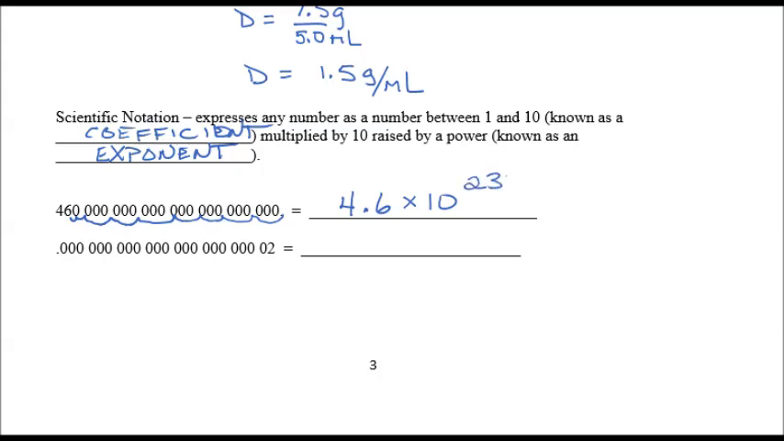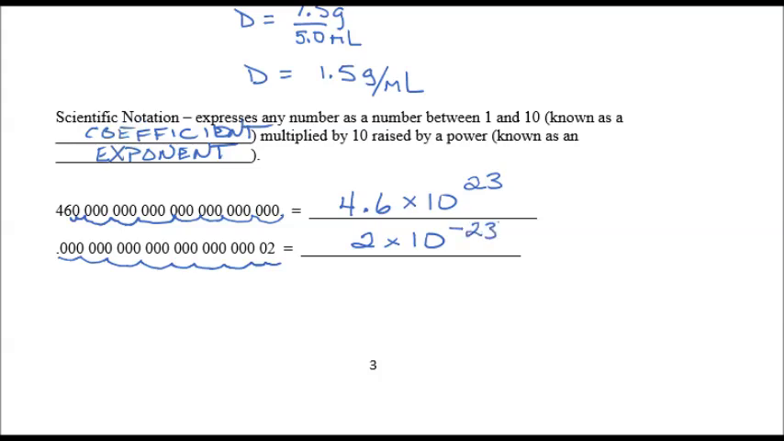If you have a number less than 1, it's the same concept. We find the number between 1 and 10. In this case, it would be 2. We multiply it by 10, and then how many places we move the decimal. 3, 6, 9, 12, 15, 18, 21, 22, 23. But to show that it's a number less than 1, we use a negative 23.